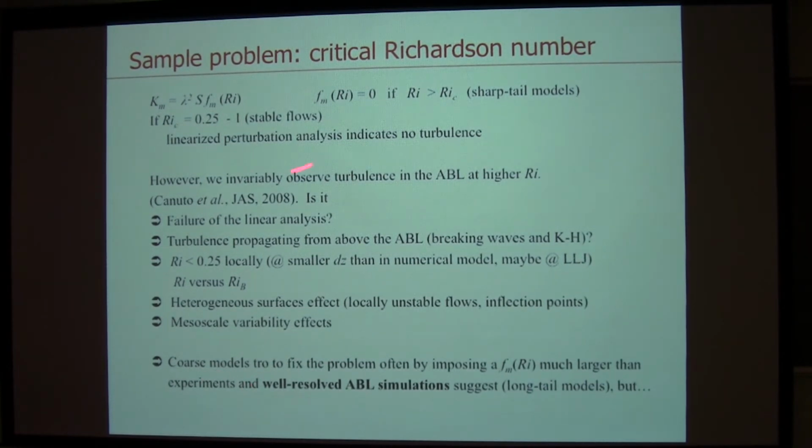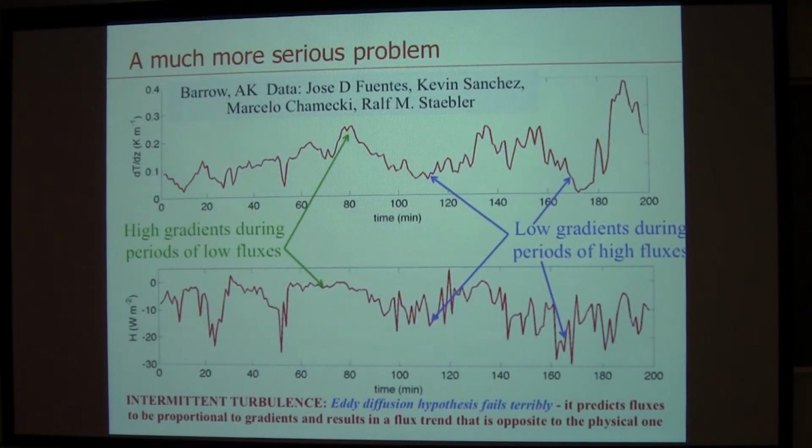Coarse models try to fix this problem by getting a larger critical Richardson number, and we call them long-tail models because Fm decreases much more slowly with Richardson number. A more serious problem is illustrated in this data set that was collected in Barrow, Alaska, and I'm analyzing it with some collaborators from Penn State. Here, turbulence is so weak that it's intermittent. So you get bursts of turbulence and then no turbulence.